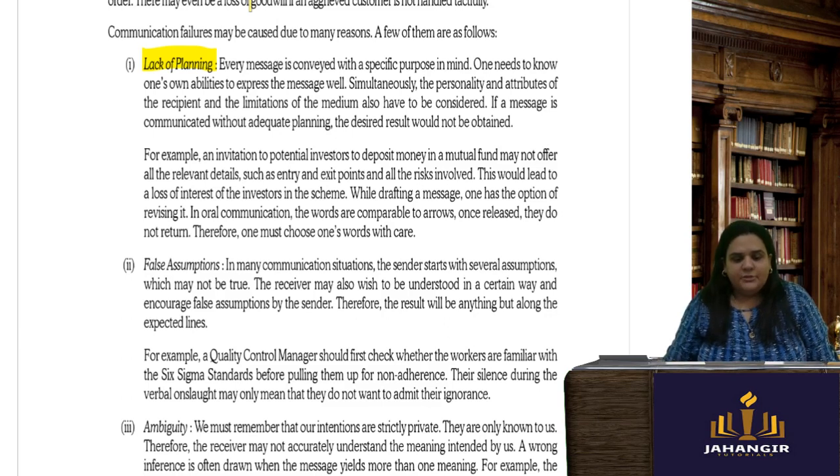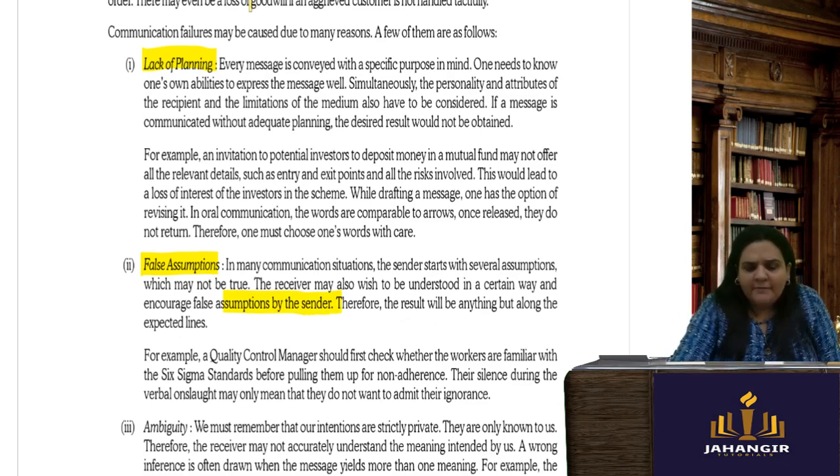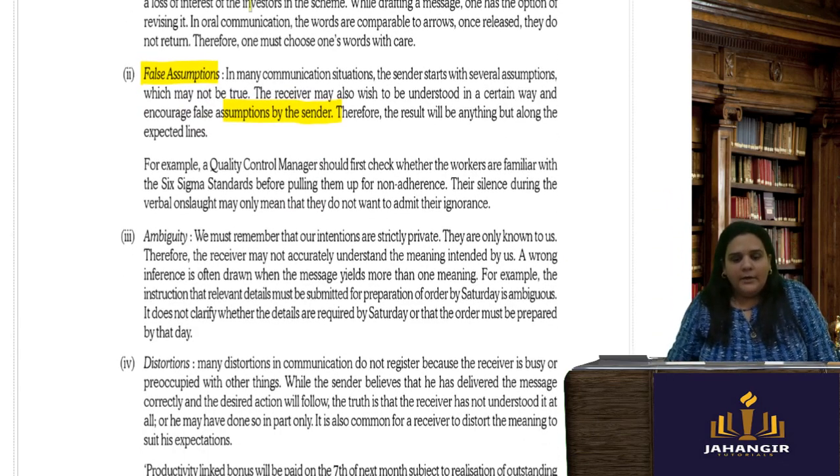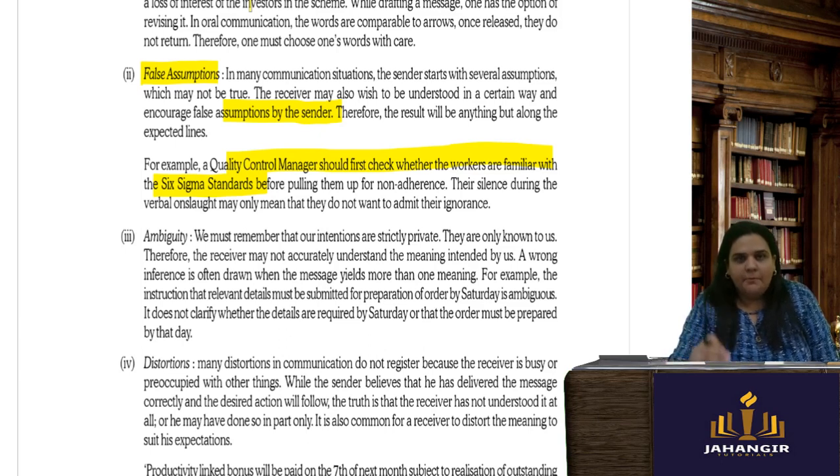Then false assumptions. In many communication situations, the sender starts with several assumptions. The receiver may also wish to be understood in a certain way and encourage those false assumptions by the sender. For example, a quality control manager should first check whether the workers are familiar with the Six Sigma standards before he pulls them up for non-adherence. Before I pull up a particular employee for non-adherence of a given rule, I should first understand whether they have understood this rule. Do they know what it is? Do they require some training?